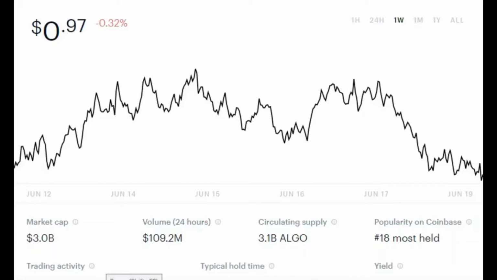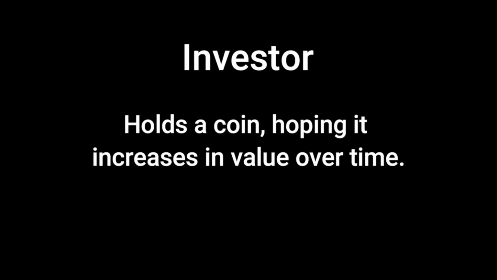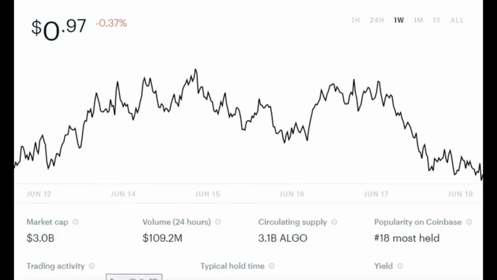I want to show you the difference between a trader and an investor. Now we'll take a look at Algorand for the past week, starting on June 12th, 2021 and ending on June 19th, 2021. At the very beginning of that week, you can see that Algorand started at about 96 cents. And right now, it ended at about 96 cents, right? So the investor during that week wouldn't have made anything.